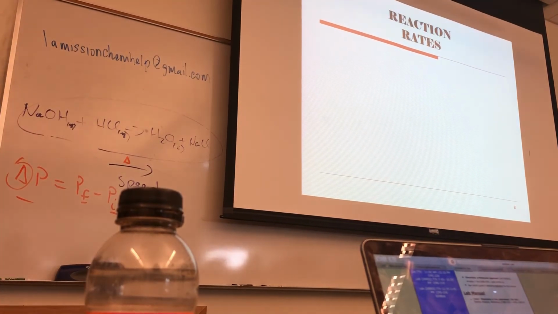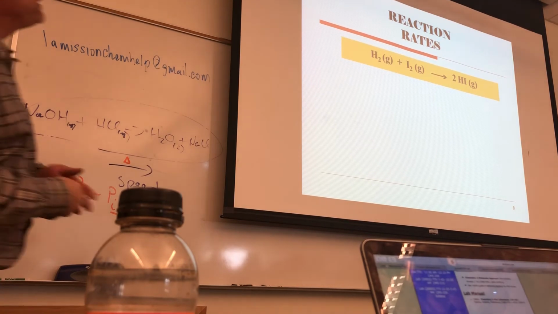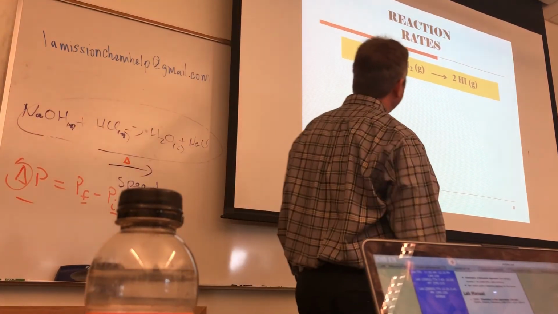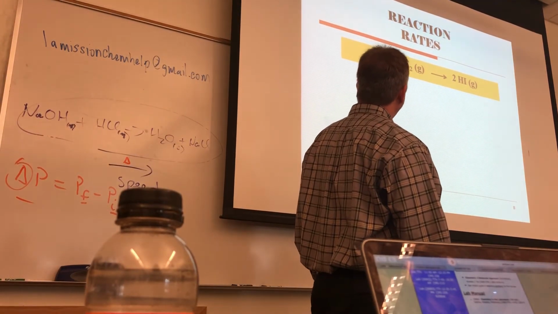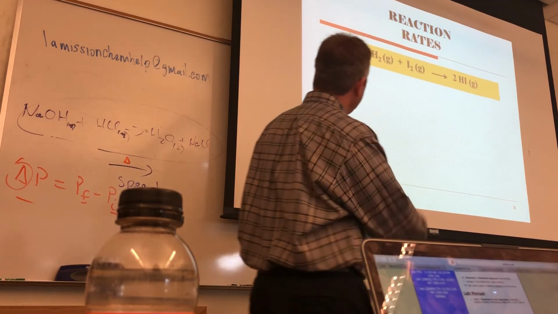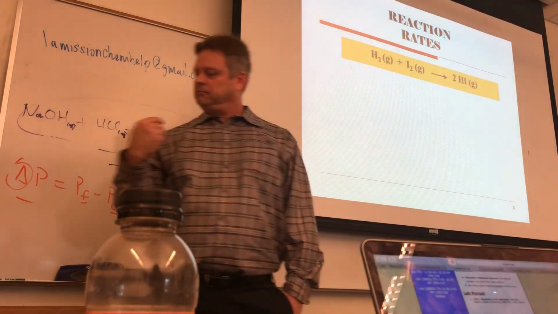Okay. So I have this here, H2 plus I2 gives me 2HI. Looks like it's a balanced equation. Here's something I want to point out.